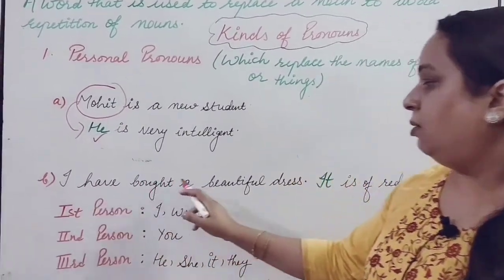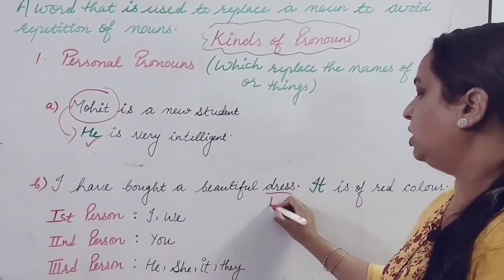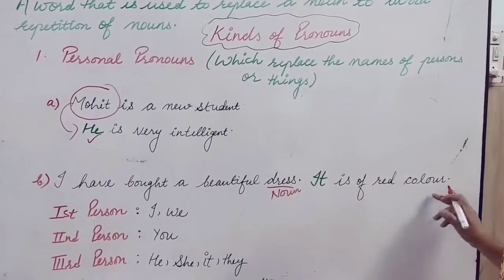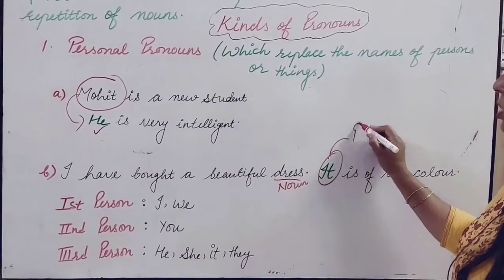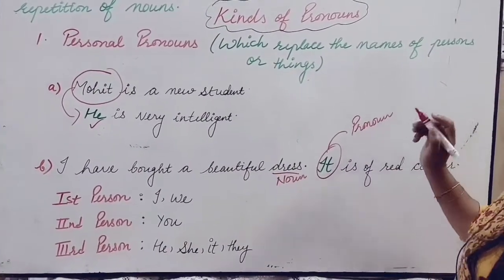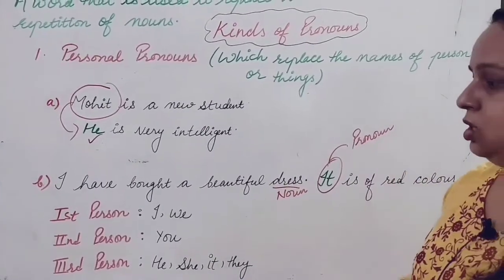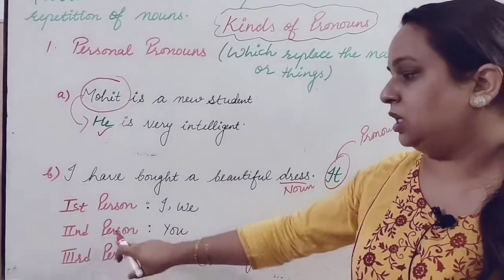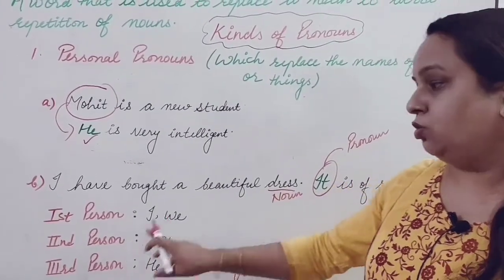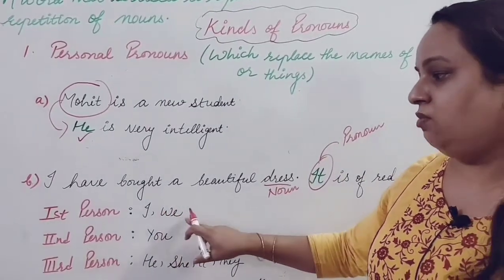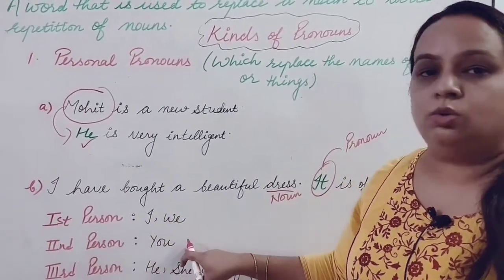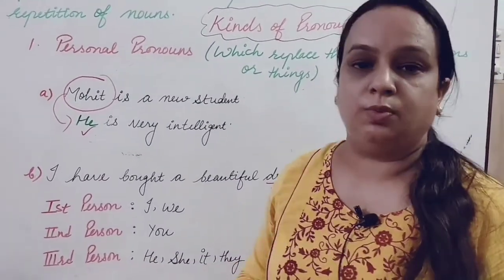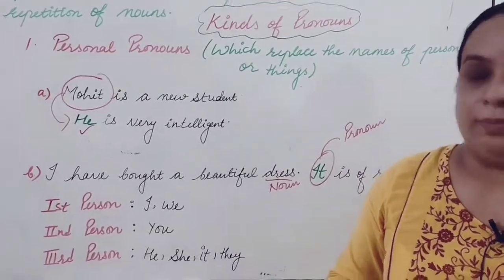Second example, I have bought a beautiful dress. So dress is what here? This is a noun. And now I say it is of red color. So this word it is what? This is a pronoun. So these are personal pronouns. These personal pronouns are divided into three categories: first person, second person, and third person. So we take I and we as first person, you as second person, and he, she, it, they, etc. as third person. You have to keep this in mind.